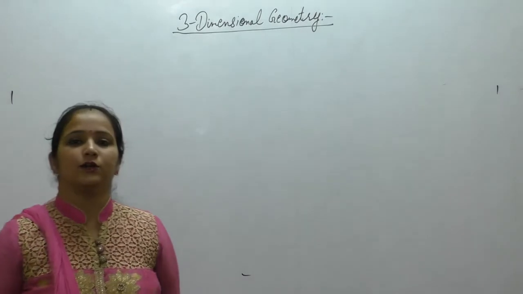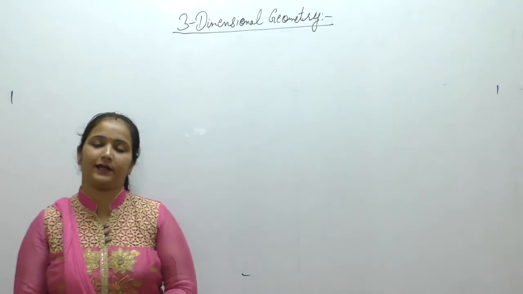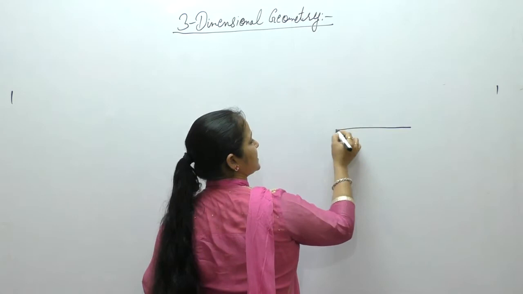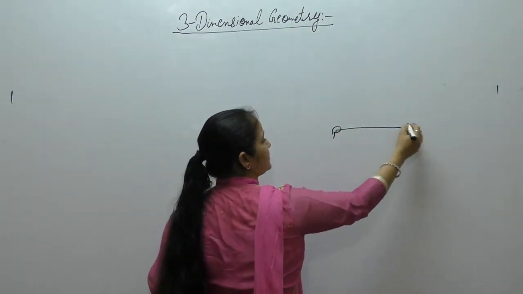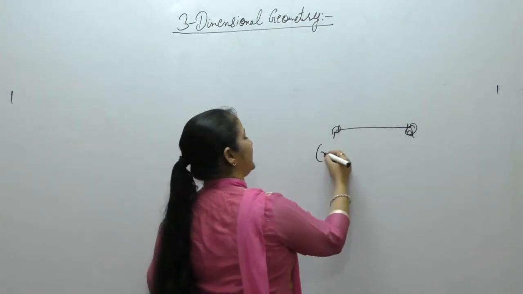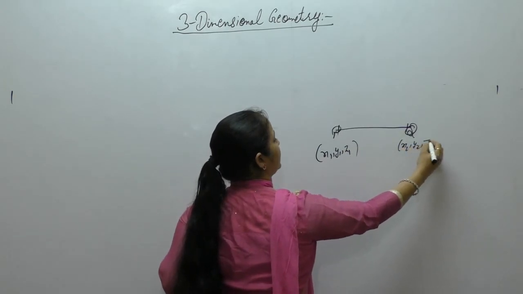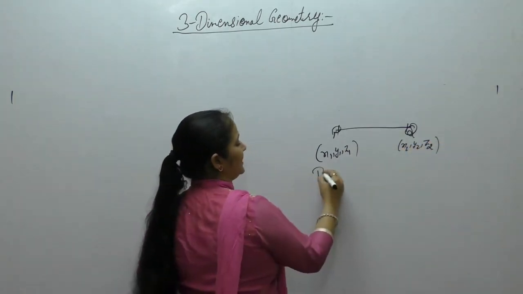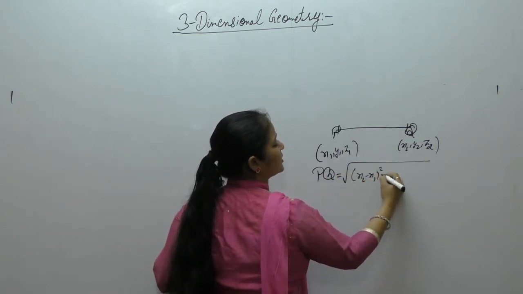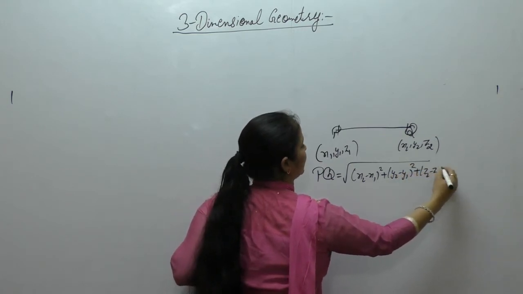How are you all? Today we are going to start our next chapter, that is three dimensional geometry. 10th में भी हमने coordinate geometry पढ़ा है, उसमें हम distance formula use करते थे to find the distance between two points P and Q whose coordinates are x1, y1, z1 and x2, y2, z2. To find the distance PQ, we use the formula x2 minus x1 whole square, y2 minus y1 whole square, and z2 minus z1 whole square.